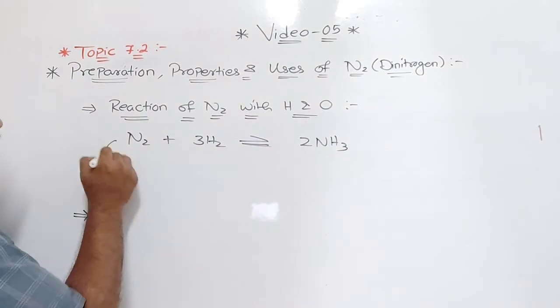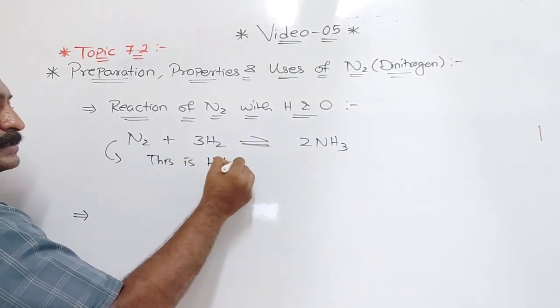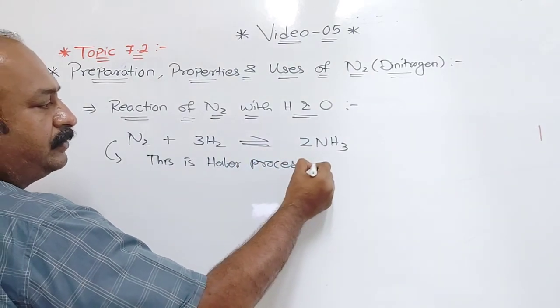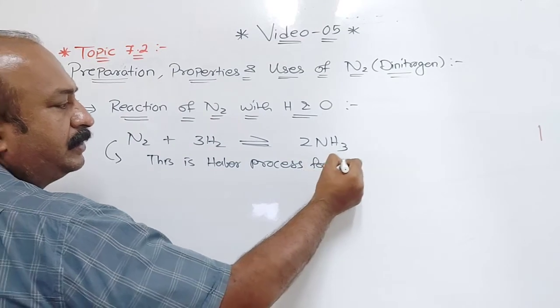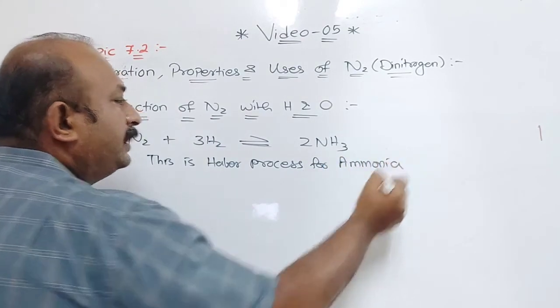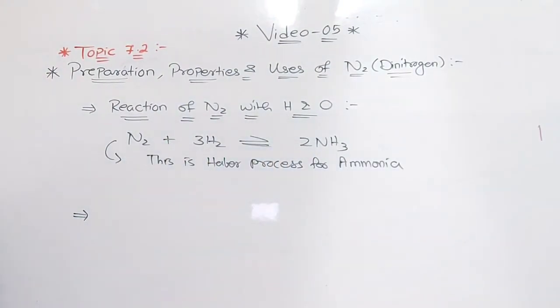So this is Haber's process. Which process? Haber process for production of ammonia. NH3 means ammonia. Understood? So this is the reaction of nitrogen with hydrogen.